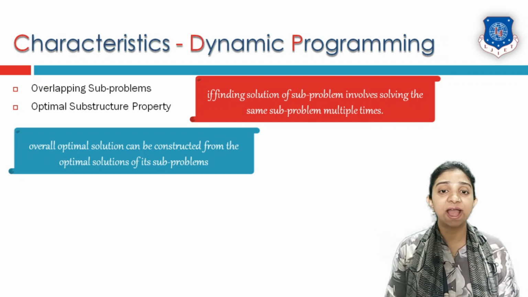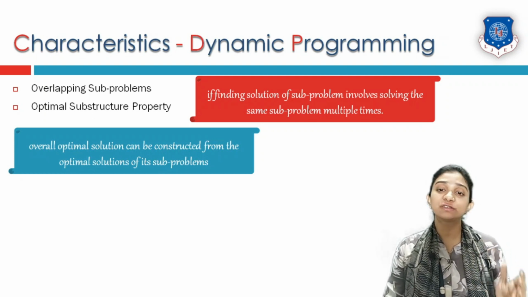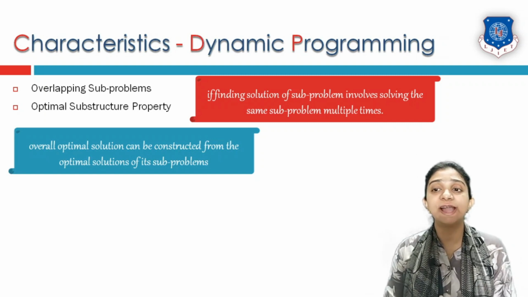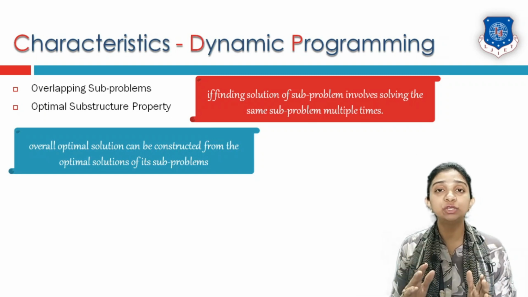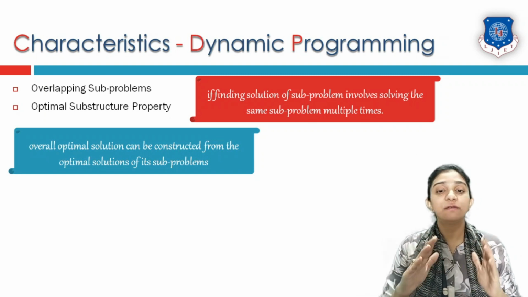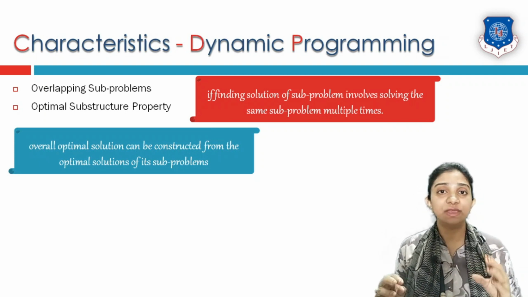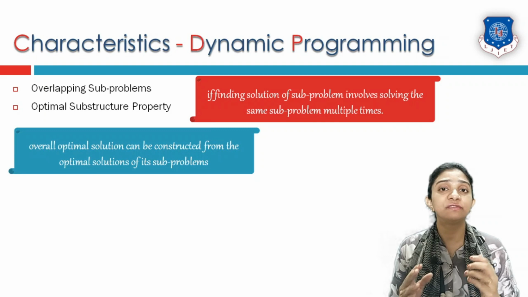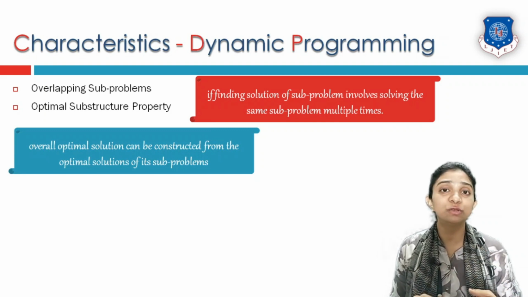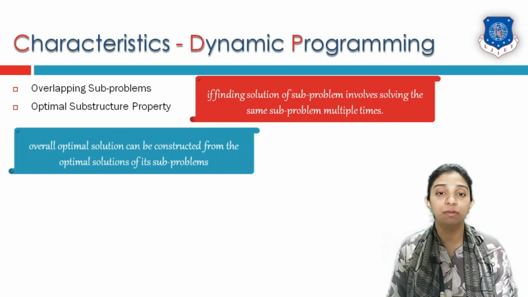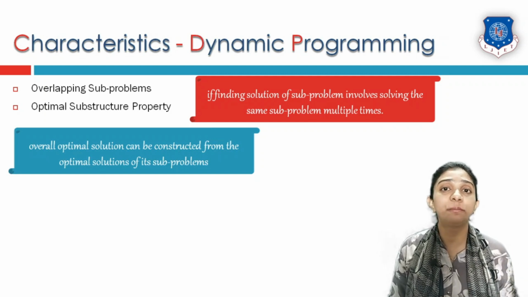The second property is optimal substructure. The optimal substructure property of dynamic programming states that the overall optimal solution can be constructed from the optimal solutions of subproblems. So if we have an optimal solution of a subproblem, then it is possible to construct an optimal solution of the actual problem. This is called the optimal substructure property.